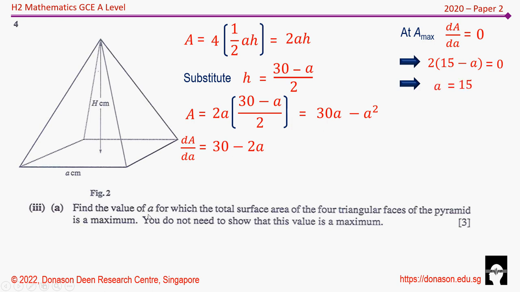So the question only wants the value of A, so we can stop here. You don't have to substitute back and find out what this maximum area itself is. So A is equal to 15 is the answer for this.